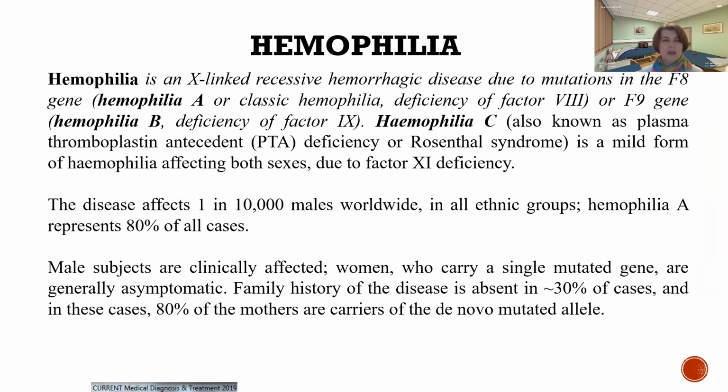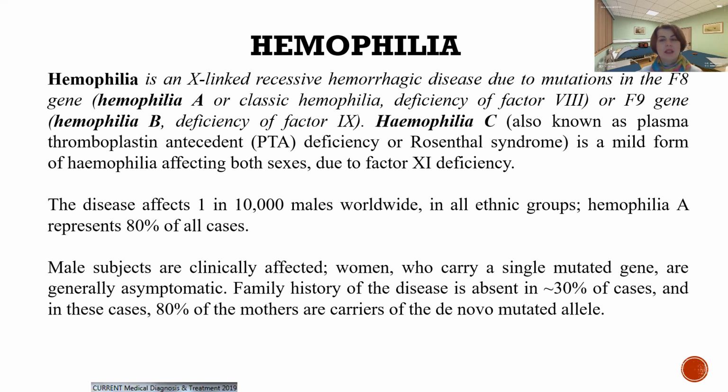So the last one, disorder of thrombocytes. Actually, rather hemostasis, not thrombocytes. So hemostasis we will talk about in this lecture. It's hemophilia, which is an X-linked recessive hemorrhagic disease due to mutation in the factor 8 gene. In this case, it's called hemophilia A, or classic hemophilia, due to deficiency of clotting factor 8, or clotting factor 9 gene deficiency, and in this case, it's called hemophilia B.